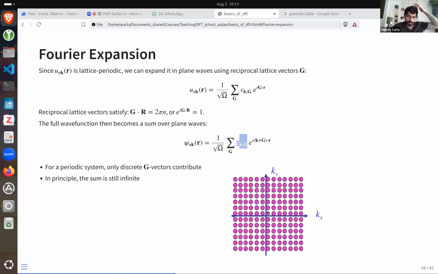The idea here is that in reciprocal space we can have something called the Brillouin zone that you should have studied, it should have been introduced last week.